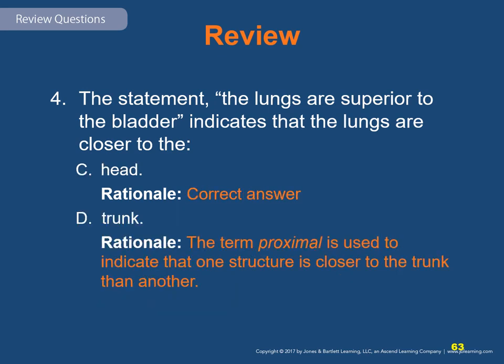C is head. Again, that's the correct answer because the lungs are indeed closer to the head than the feet. So the lungs are superior to the bladder. D, trunk, is incorrect because the term proximal is used to indicate that one structure is closer to the trunk than another. In this case, we're talking about specific organs, not the trunk in general.